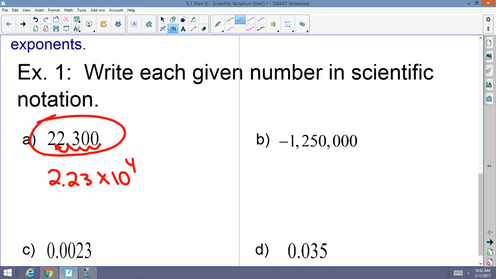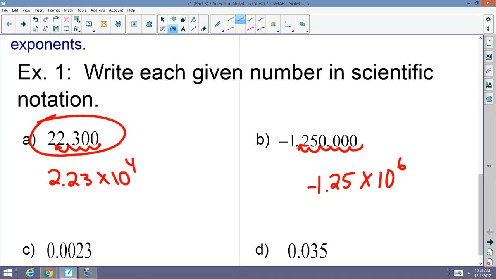Done. Over here, it's negative 1,250,000. So I'm going to go 1, 2, 3, 4, 5, 6. So this is negative 1.25 times 10 to the positive 6th power. Not because I remembered, oh, I went to the left, so it's positive exponents. I don't think that way. I use a positive exponent because I know that the original number was larger than 1. Now you may say, Morrow, it's a negative. It's the absolute value. I don't care if it's positive or negative.